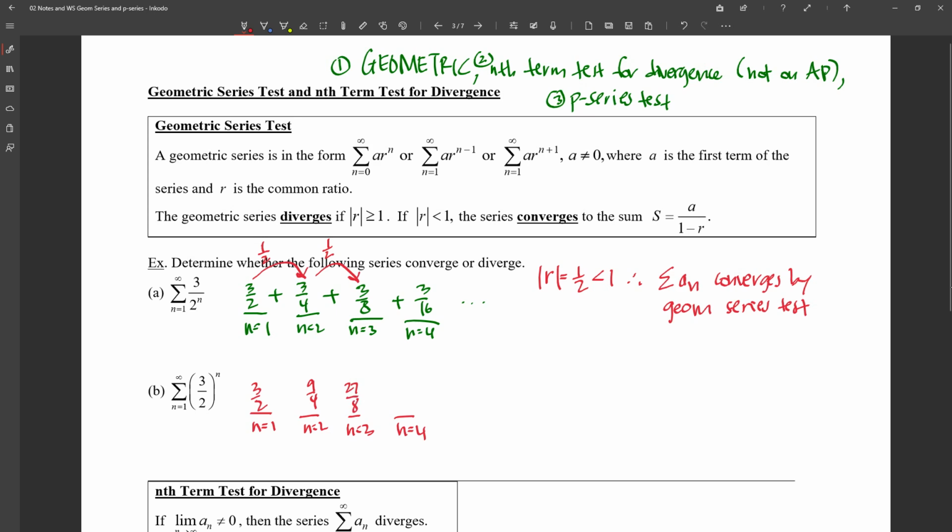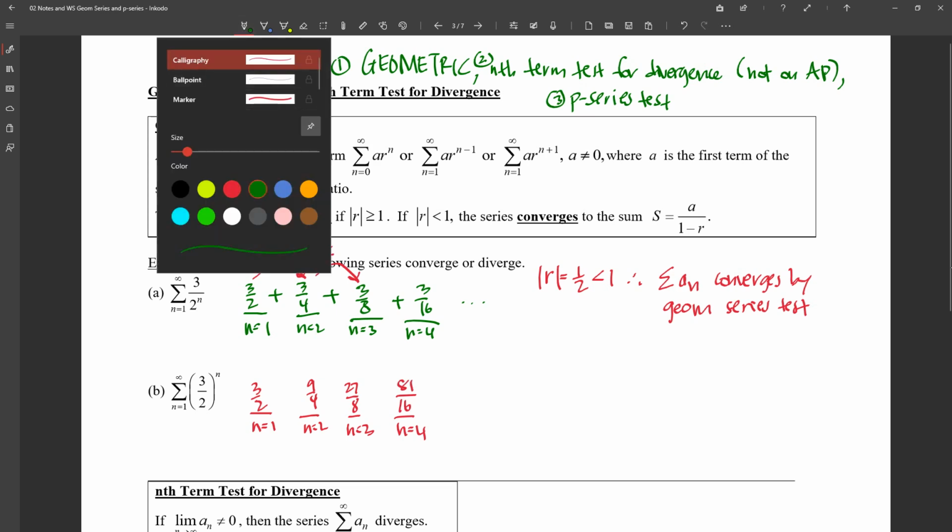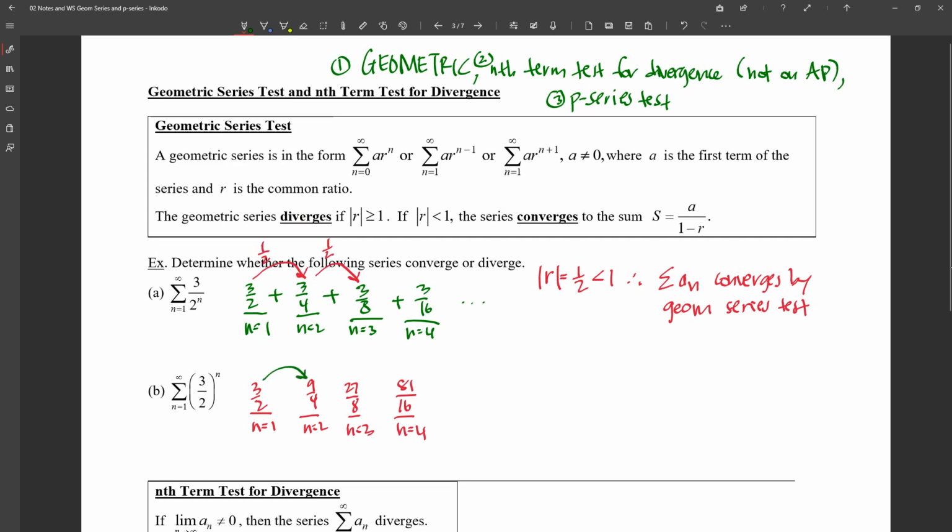And so if I kept going on this, this would be 16, this would be, I guess, 81. So if I kept going on this, what do I see? Is it a geometric series? Well, let's look. To go from here to here, I multiplied by 3/2. To go from the second term to the third term, I multiplied by 3/2. And to go from this term to this term, I multiplied by 3/2.